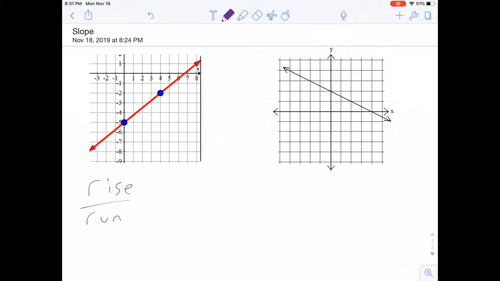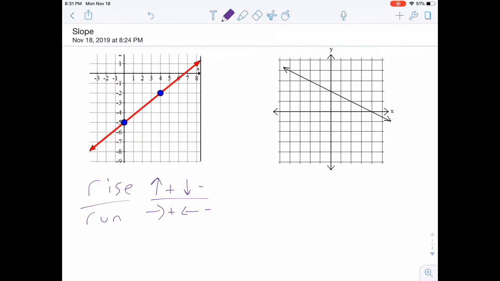The rise is the vertical change, up or down. The run is left or right, the horizontal change. So we talked about in class, if you go up, it's positive. If you go down, it's negative. If you go right, it's positive. If you go left, it's negative.